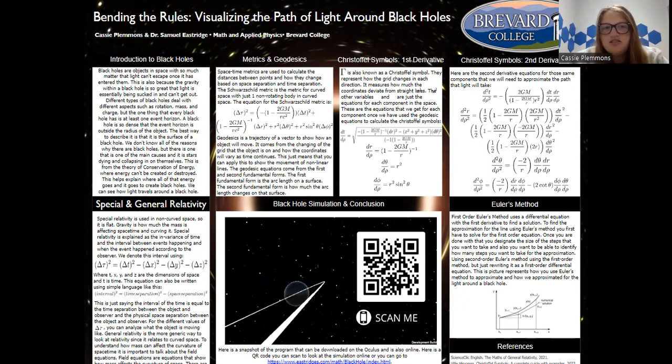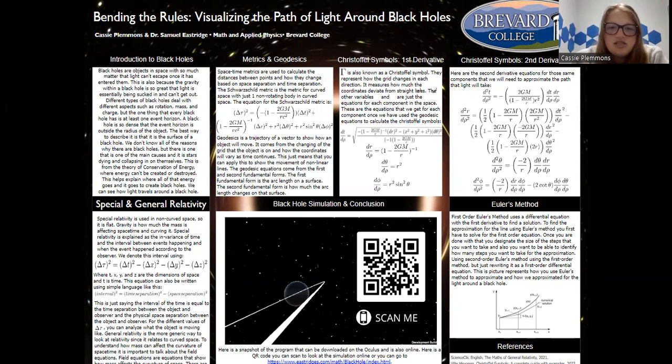Metrics are used to calculate the distances between points and how they change based on space and time separation. There are different kinds of metrics, but the one I used for this project was the Schwarzschild metric, and that long equation is the Schwarzschild metric. It's delta tau squared equals negative (1 minus 2GM over rc squared) delta t squared plus 1 minus 2GM over rc squared, and then the rest of that you get the basics.